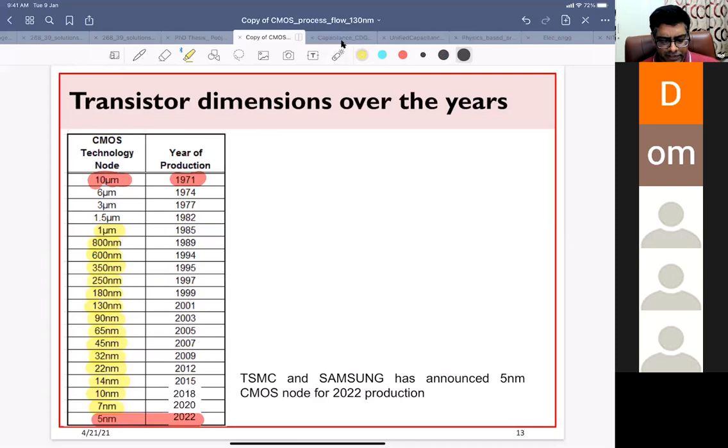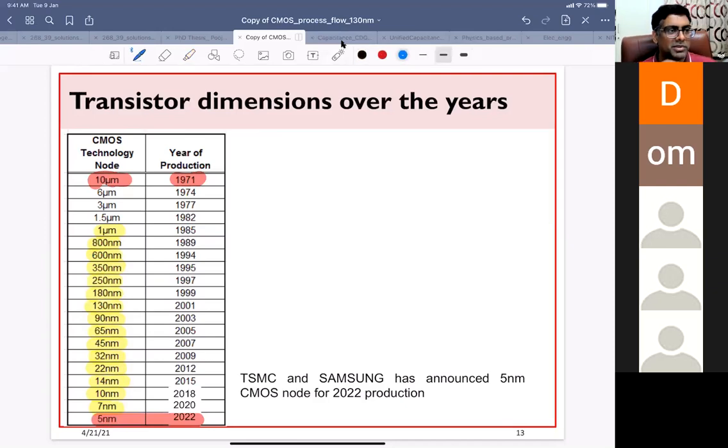But what is the difference? Somebody yesterday, Om, I think, was asking me what is the difference between 90 nanometer and 65. I mean, what is there in the name? What does the 90 nanometer CMOS node define? It is nothing.